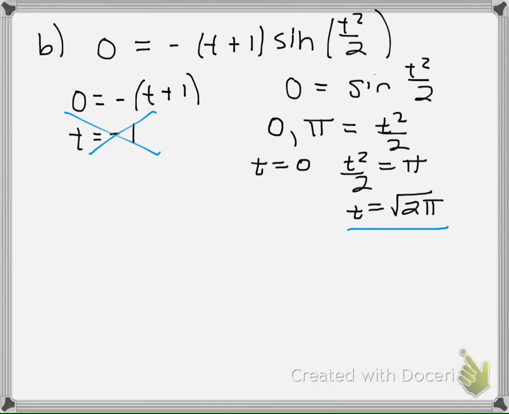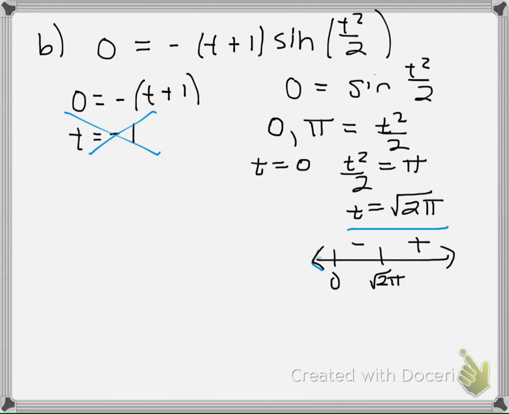Okay, so just to make sure, I'm going to put this on a sign line. And we can actually graph this in our calculator to see where it's positive or negative. And when I graph it, I see that it's negative here and positive here. So in fact, it is changing direction. If these had been the same sign, then it wouldn't have been changing direction.